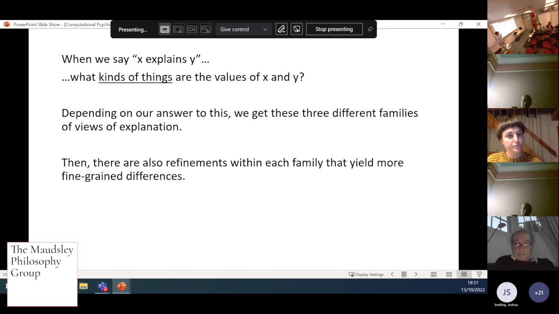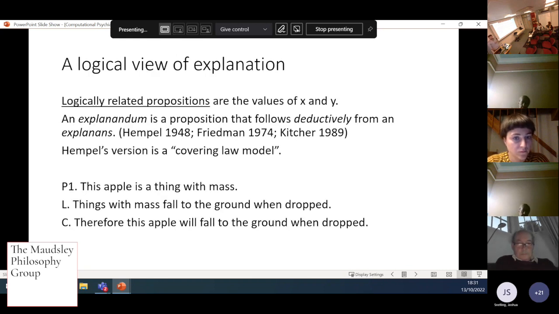One way of thinking about these families of views is if you have the schema X explains Y, what kinds of things are the values of X and Y? What kinds of things plug into X and Y? Depending on our answers to this, we get the three different families of views of explanation. And then you've got refinements within each family that yield more fine-grained differences. The logical view of explanation says that logically related propositions are the values of X and Y. So an explanandum, the thing to be explained, is a proposition that follows deductively from the thing that does the explaining.